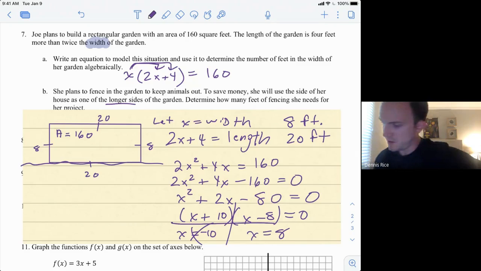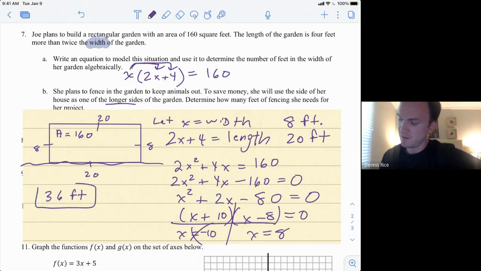What is this question? She will use the side of her house. How many feet of fencing does she need? Okay, so this is easy. She needs 20 plus 8 plus 8, 36. For part B, should be 36 feet. Again, it's basically asking the perimeter, but taking one of the sides away. So the perimeter would be 56, yes, but it's saying, hey, the side of her house is the long side, so she doesn't need that one dimension.